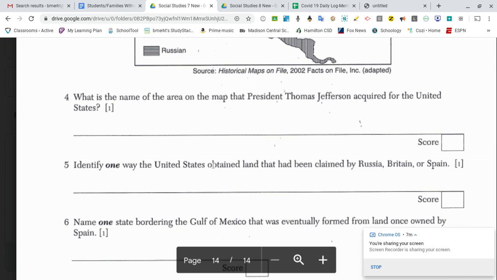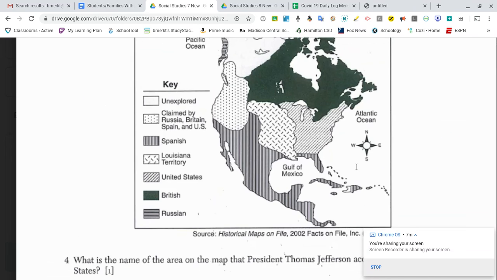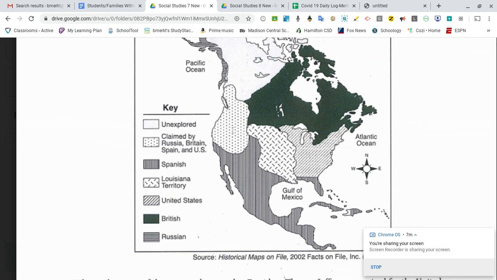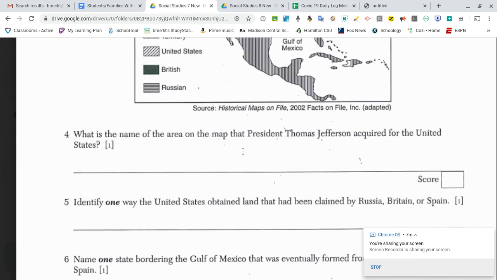Number 5, identify one way the United States obtained land that had been claimed by Russia, Britain, and Spain. So claimed by Russia, Britain, and Spain. We haven't really talked about that yet. But you could say by buying it, by treaty, by force. We fought for it in the Spanish-American War, since cessation in the Spanish-American War. Any of those answers would work too.